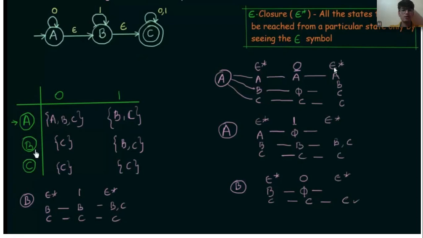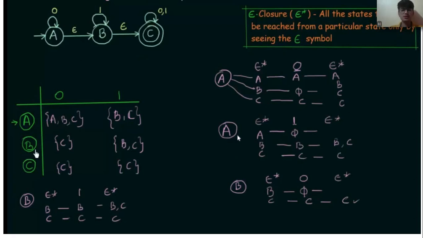For A, on applying epsilon closure, we will get the same thing, that is A, B and C. So we are going to write down the three states, which is A, B and phi, which is the empty set. We are not going to apply anything here. Then for C, on applying epsilon closure, it goes to C itself. So we'll write C here.